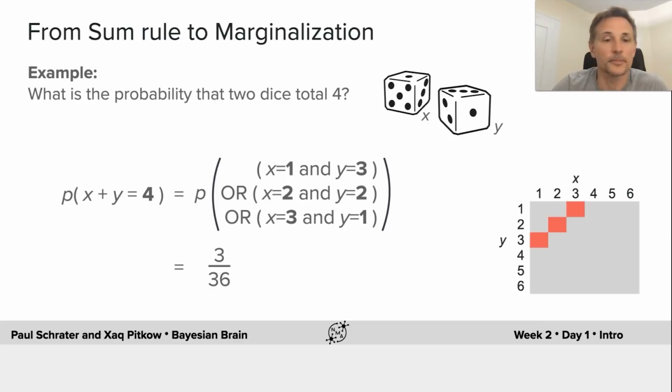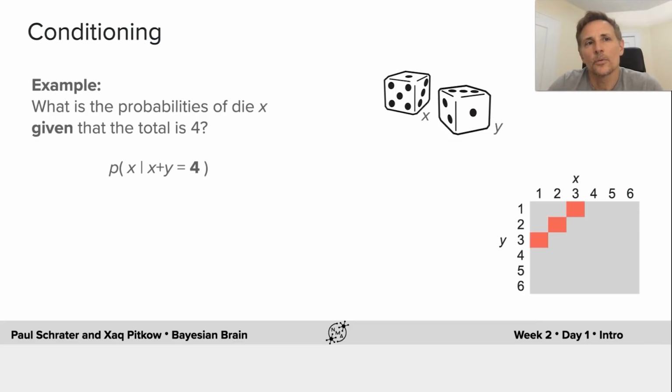And we can show fairly easily that we'll get 3 out of 36. One of the most interesting things we can do with probability theory is called conditioning. What conditioning does is it allows us to take advantage of things that we know in order to reason about things that we don't have direct access to.